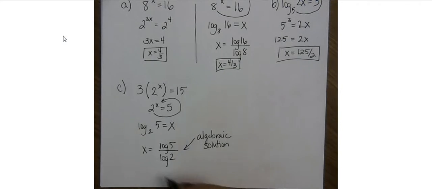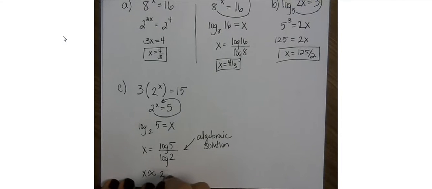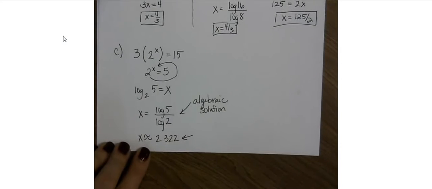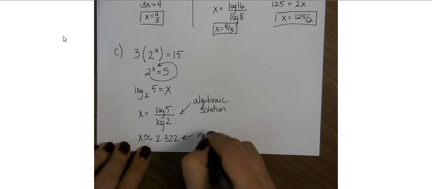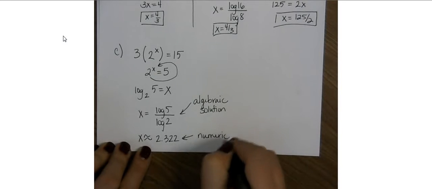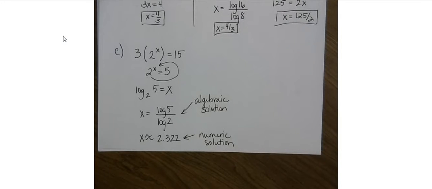Once you type this into your calculator, so if I type in the log of 5 divided by the log of 2, I get this numeric solution of 2.322, which will round to the thousandth place. And this then is called your numeric solution. And I'll ask you for both on the quiz. All right, let's move on.